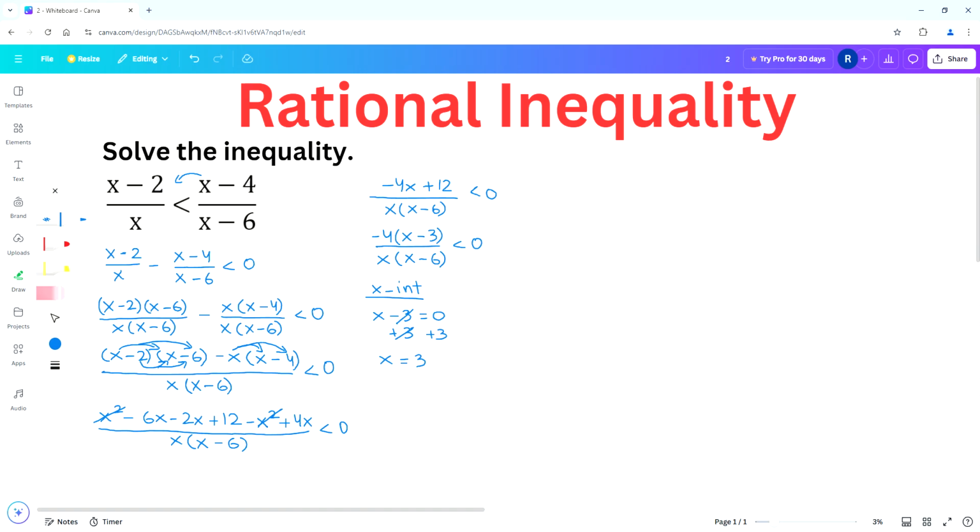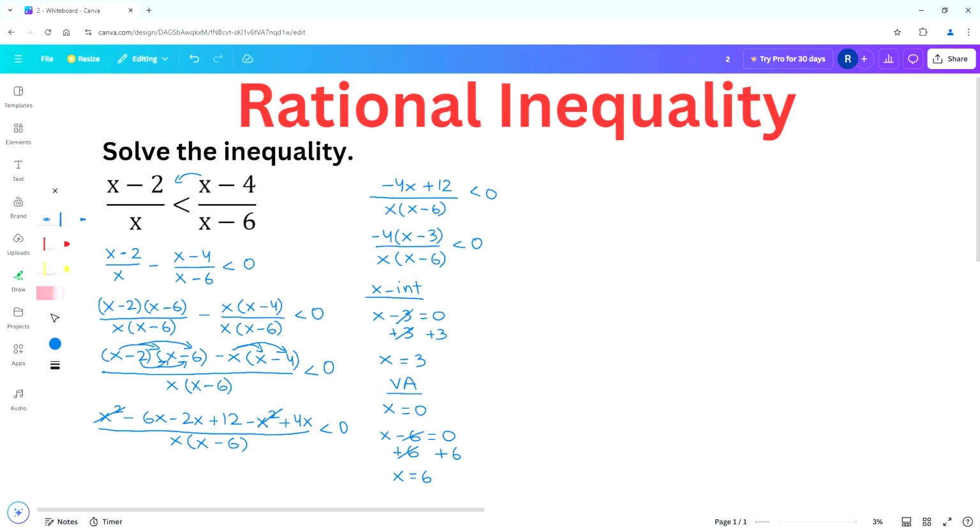Next, we can find the vertical asymptotes for this rational function. We should set the factors in the denominator equal to 0 and solve for x. The first vertical asymptote is x equals 0. The second vertical asymptote is x equals 6.